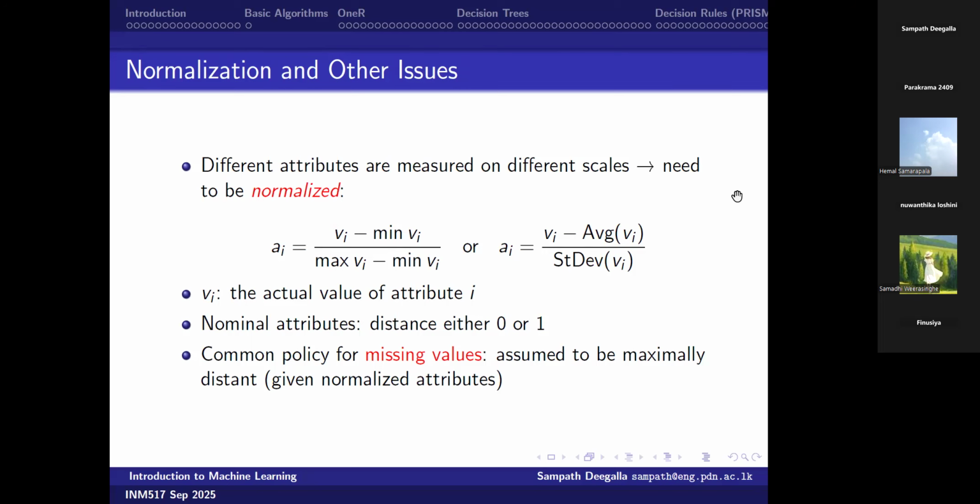Okay, last point. So the first one we discussed, when you have different scales, how do you handle it? Remember that you normalize the attributes. So remember that when you are using nearest neighbor like algorithms, you normalize the attribute. So what happens then? The values will be between 0 and 1.